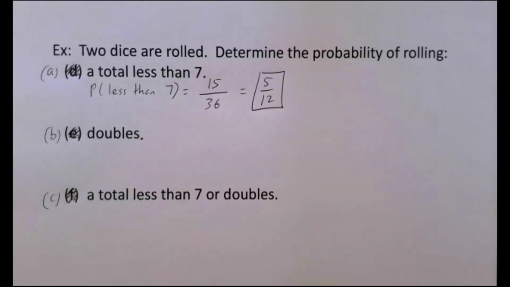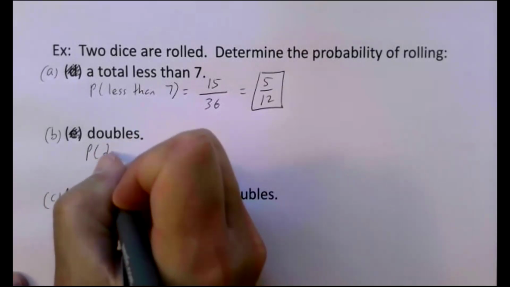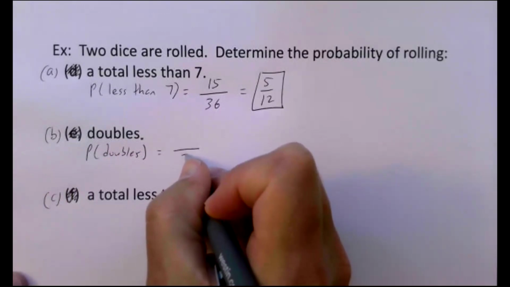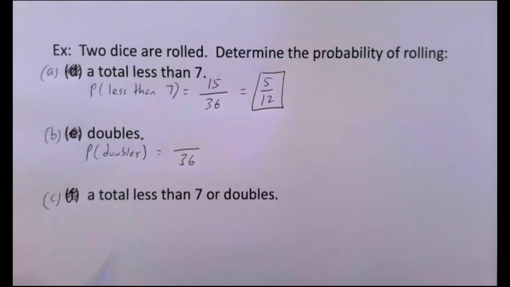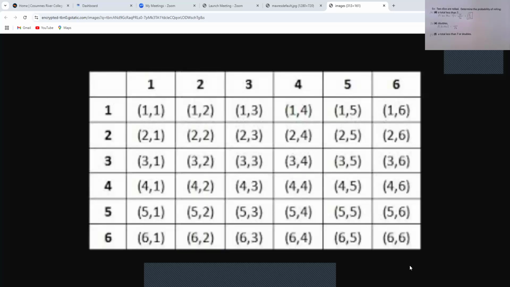Part B, two dice are rolled. Determine the probability of rolling doubles. What is the probability that you rolled doubles when you rolled two dice? So I might as well put a 36 down here. But how many of those 36 would be considered what we call doubles? Again, doubles means that the same number came up on both dice. So how many in the sample space here have that property that both dice are the same number?